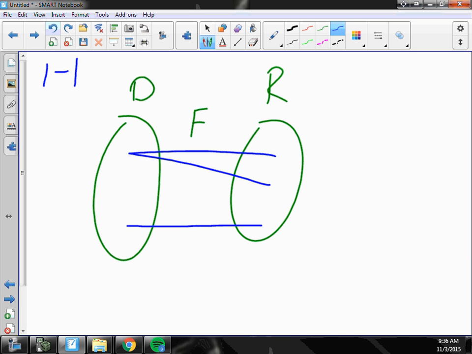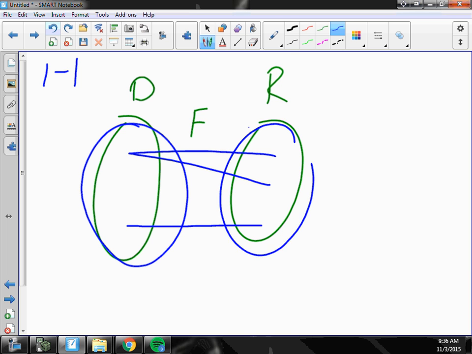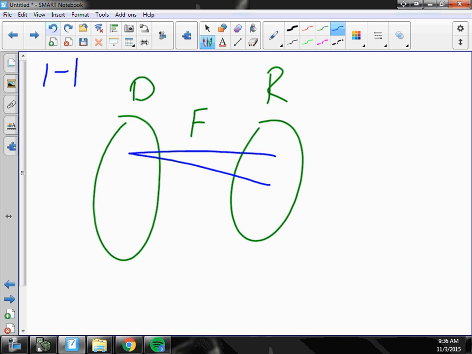This is a one-to-one relation. It fails the function definition, but it is one-to-one. So this would be a one-to-one relation. Well, it's not a function, so we would probably just cut it out. All right, what about this?